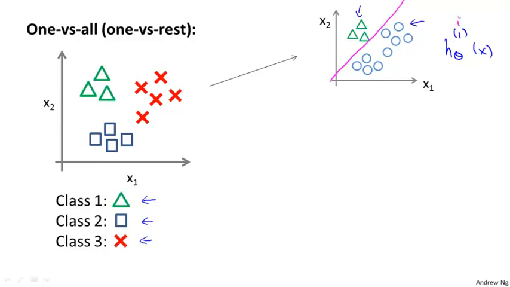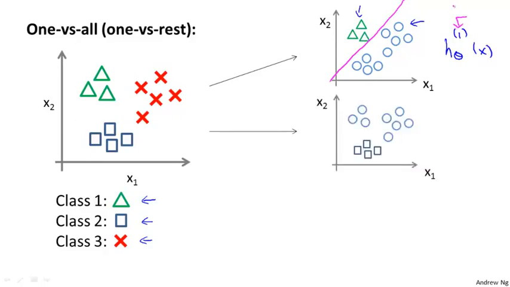The superscript 1 here stands for class 1, so we're doing this for the triangles of the first class. Next, we do the same thing for class 2. We're going to take the squares and assign the squares as the positive class and assign everything else, the triangles and the crosses, as the negative class. And then we fit a second logistic regression classifier. We'll call this h of x superscript 2, where the superscript 2 denotes that we're now treating the square class as the positive class, and maybe we get the classifier like that.